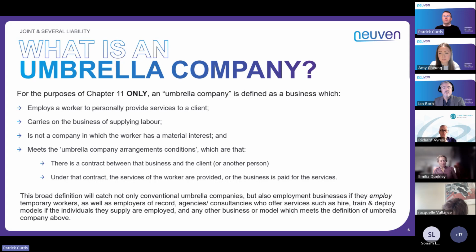And we have seen some confusion in the market about what this means, with people referring to HMRC talking about umbrella companies. What I want to clarify is this is what HMRC means when it's talking about umbrella companies in respect to joint and several liability. So it is a broad definition. It will capture far more than what is meant by an umbrella company when that word is used in the industry. Principally, of course, it will capture employment businesses if they employ temporary workers. It would capture employers of record, agencies, consultancies who offer hire, train and deploy models, any of those.